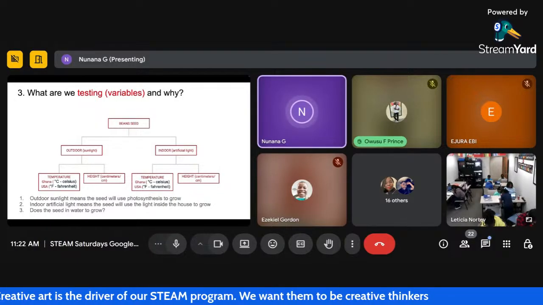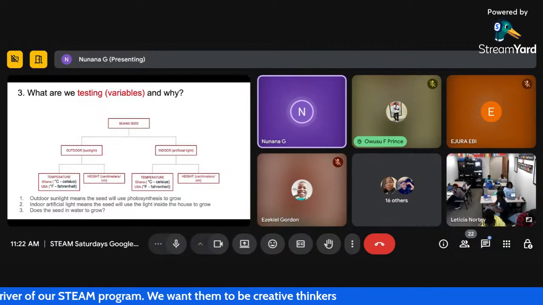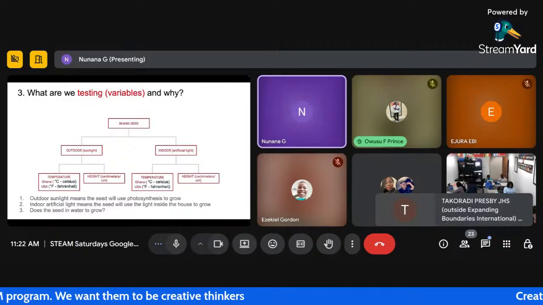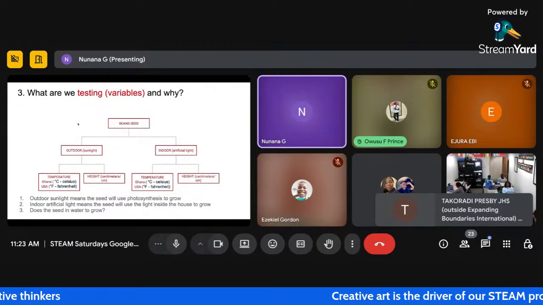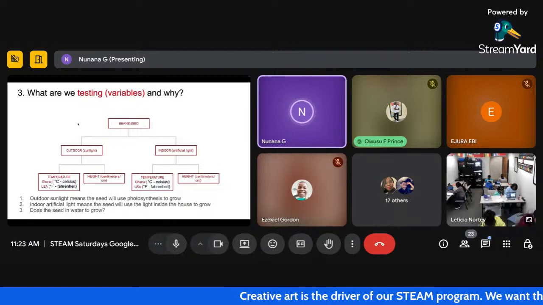And write that down. And we're going to take measurements. You're going to use a ruler or measuring tape to measure how fast the plant seed is growing.